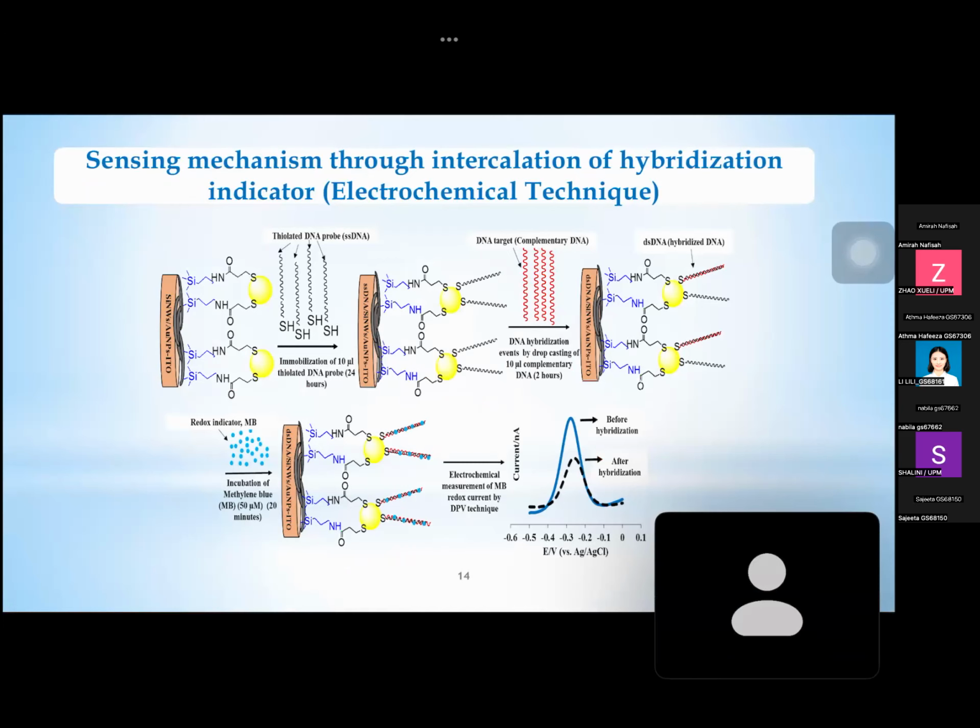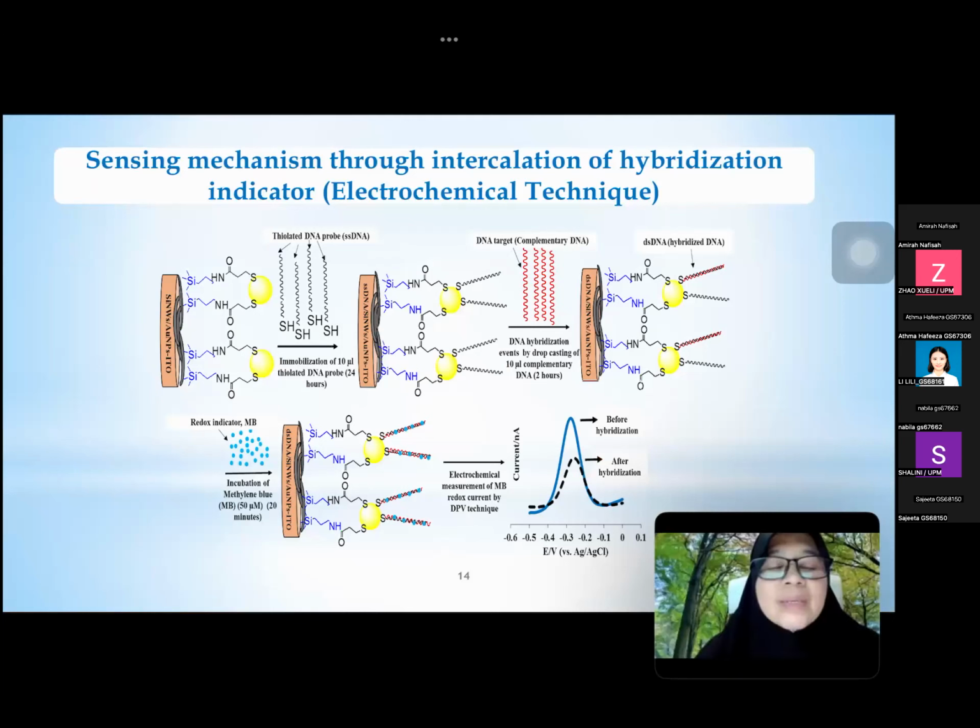Prof, for the conductometric, if the change of the current is less or not significant, do we say that there's a mismatch or not perfect hybridization? Yeah, something like that. That is the key to how we decide on 50%, 70%, because we validate the system first.